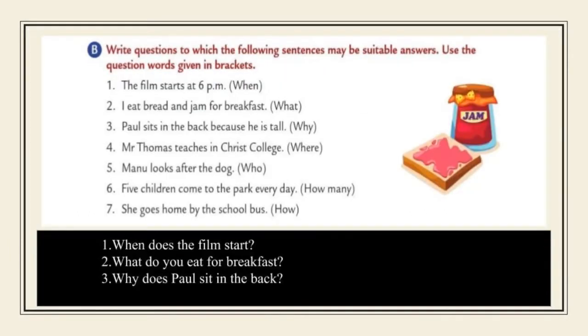Let's move to the second exercise, that is write questions to which the following sentences may be suitable answers. Use the question words given in brackets. Students, look here, they have given sentences. We have to form questions for that, and inside the bracket they have given question words. With the help of these question words we have to frame questions. Okay, let us see the first one. The film starts at 6 p.m. The question word is when. With the help of this word we have to frame the question.